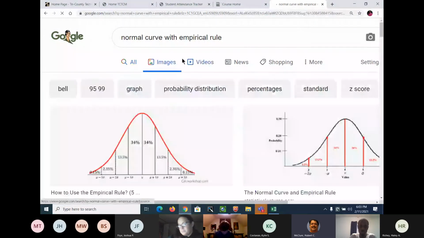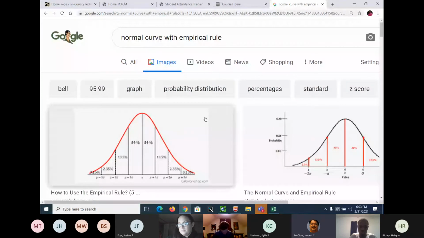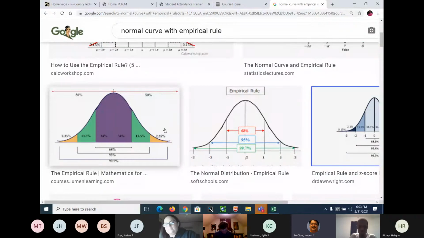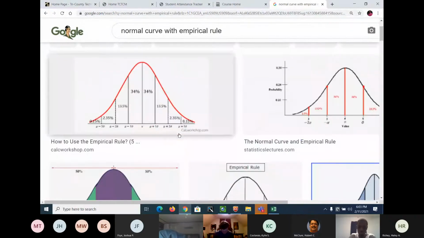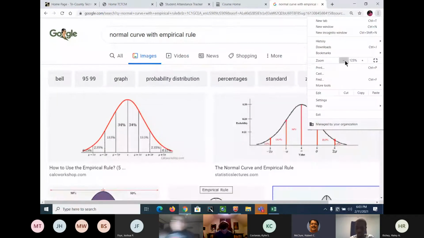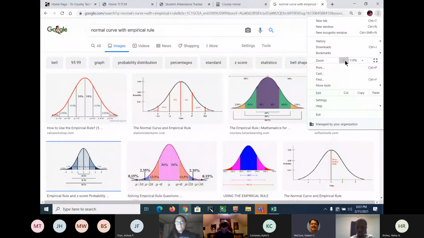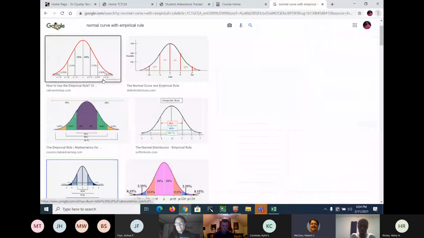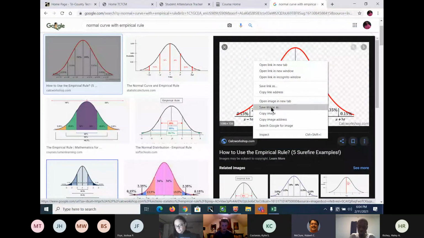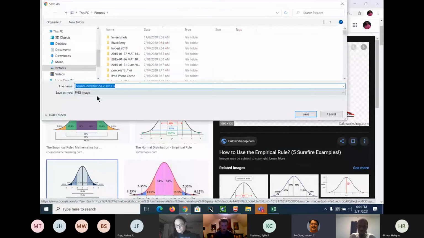Now my image is right there. That's the one I use. You can pick purple with pink polka dots if you want to, but I would suggest keeping it simple because you have to put a lot of stuff on it. So I'm going to click on this, and right click on the big one, choose save image as, and call it normal distribution curve. Make sure it's under pictures and hit save.